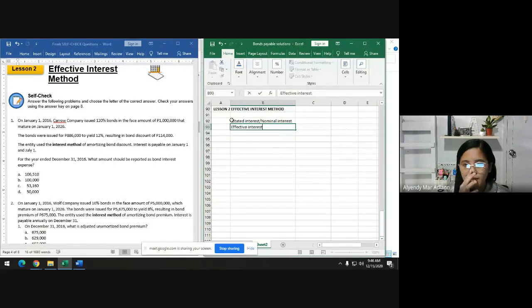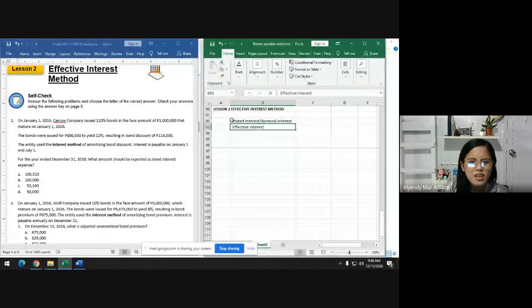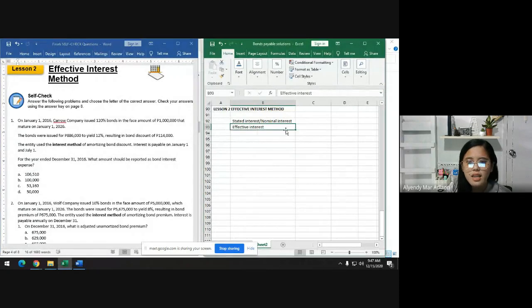Okay, so the effective interest is what makes the problem say that this is the market interest or yield. This one has a yield of 12%. So for the yield rate, I guess it is much better to just put rate. Effective rate, yield rate, stated rate, because when we say interest, it more refers to the total amount. So rate na lang, para ang rate mismo.